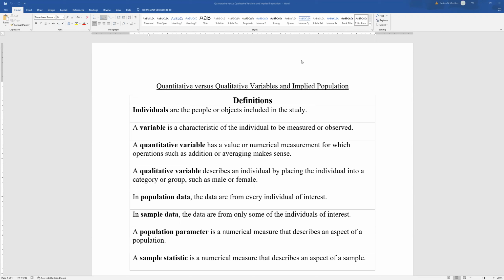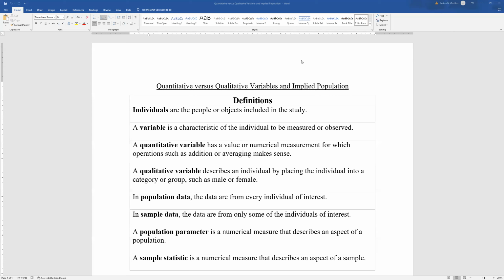Individuals are the people or objects included in our study. A variable is a characteristic of the individual to be measured or observed. A quantitative variable has a value or numerical measurement for which operations such as addition or averaging make sense. A qualitative variable describes an individual by placing the individual into a category or group, such as male or female, so more like a classification.